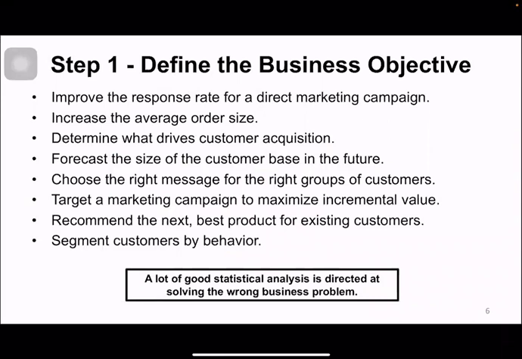So, define the business objective. As we can see from this slide, there are several examples. The business objective could be to improve the response rate for a direct marketing campaign. You can send advertisements through TV, radio shows, mail, or newsletters, so there are different kinds of response rates. And we want to increase the average order size.